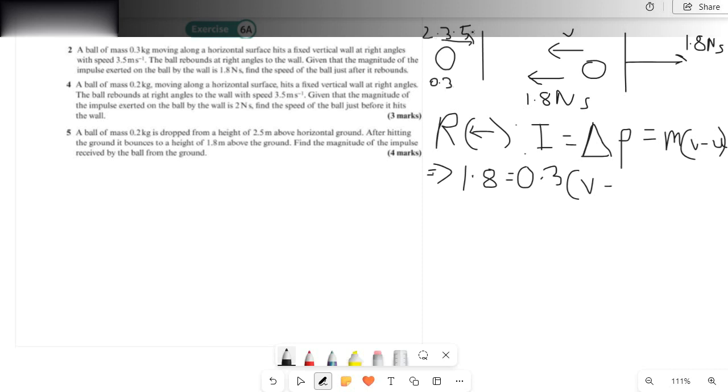Now, if you notice, 3.5 is to the right. Therefore, because we assume that the left side is positive, the right side will be negative. And so this should be minus 3.5.